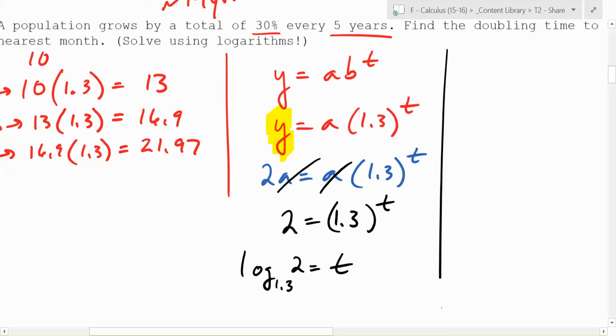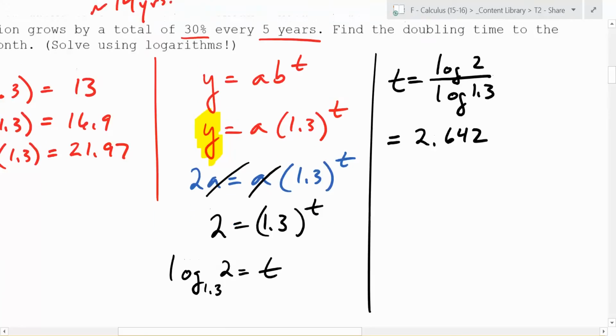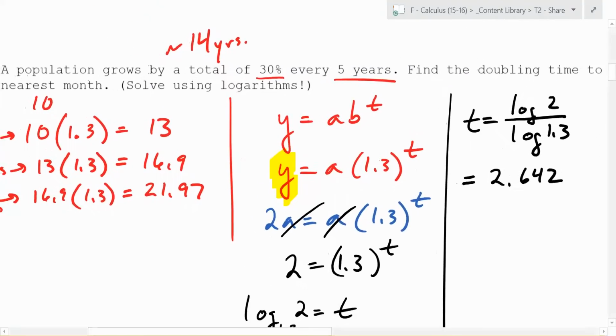And if we want to plug that into our calculator, it tells us that t is equal to log of 2 over log of 1.3. Someone do that on a calculator and give me that to 3 decimal places, please. 2 point what? 642. Okay, so that could be an answer, but what do we think the answer should be? It's right up there at the top. What do we think the answer should be? So we're not wrong, but why isn't 2.642 like 14?